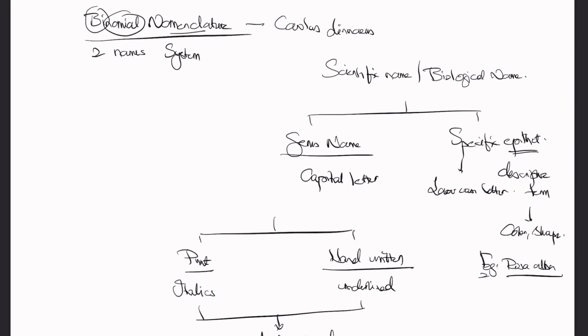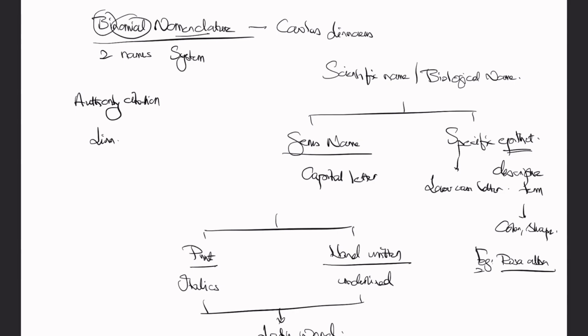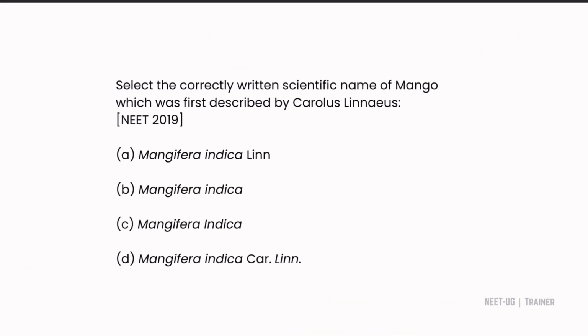And another point is, the name of the scientist who first described it is added at the end. This is called authority citation. For example, for Linnaeus, it is abbreviated as Linn. So now you understand the basic things about the binomial nomenclature. Now see the question. Correctly written scientific name of mango which was first described by Carolus Linnaeus.